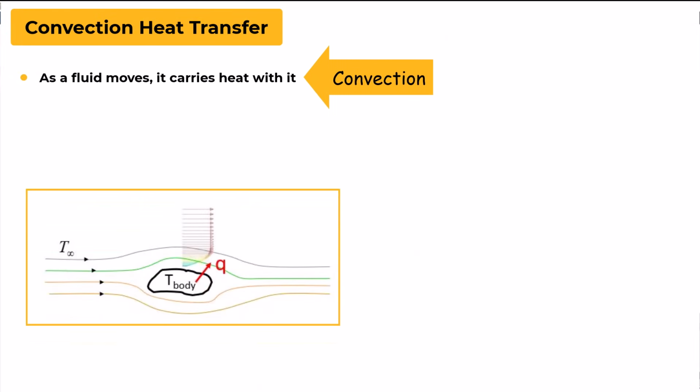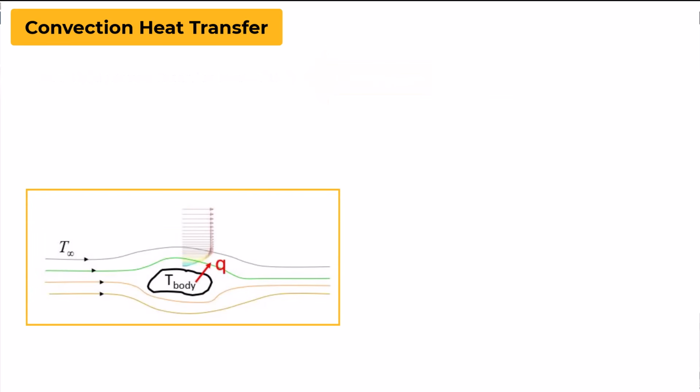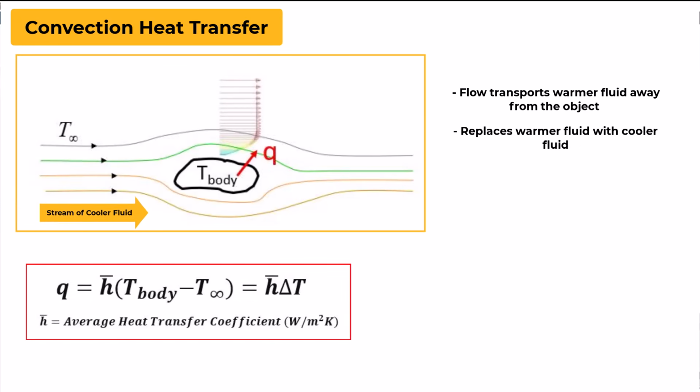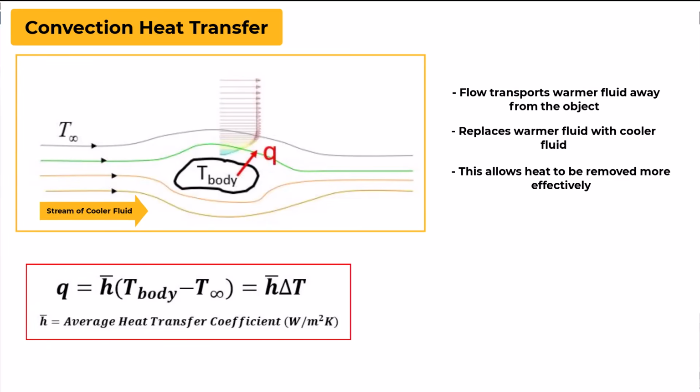In convection, fluid flow transports heat to or from a surface. So in the diagram, which shows a warm object immersed in a stream of cooler fluid, the object warms the fluid that comes into contact with it. The flow transports the warmer fluid away from the object, replacing it with cooler fluid, which allows heat to be removed more effectively than what would be possible by conduction alone.